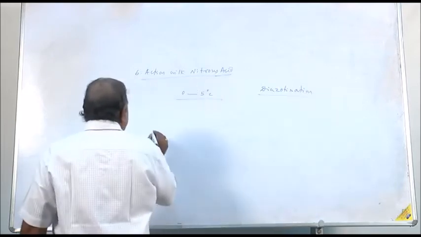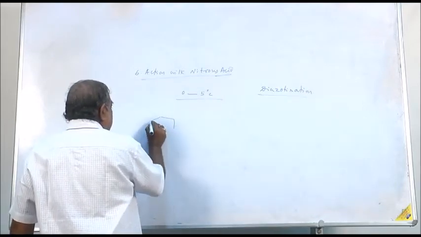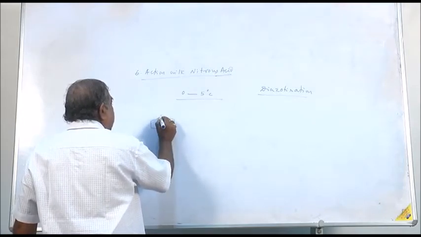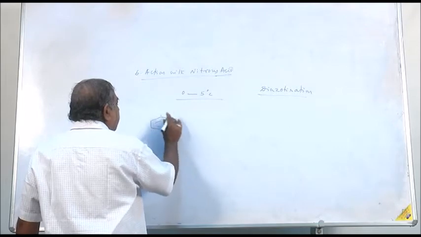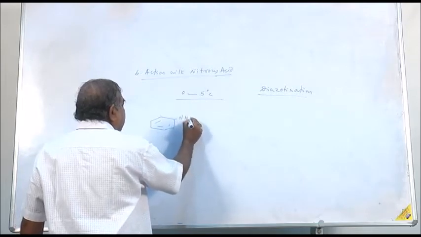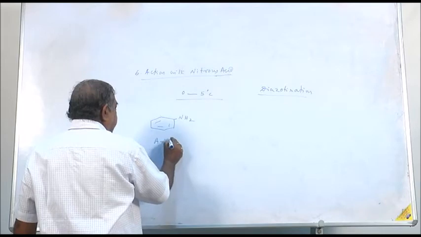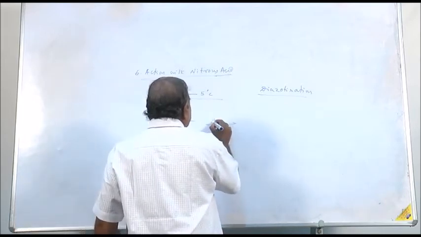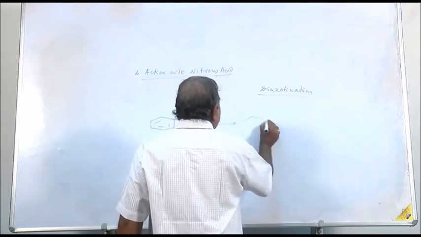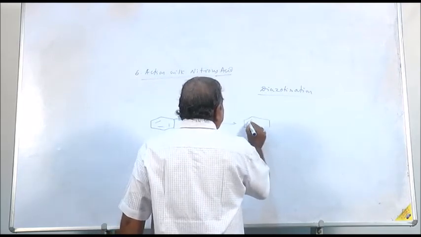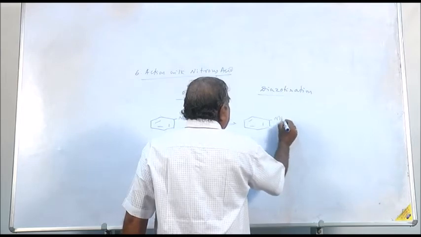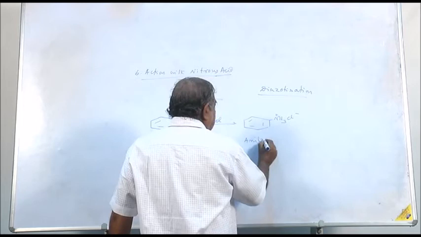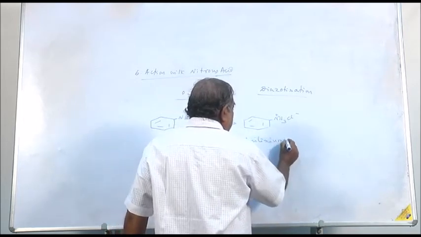You take aniline, when treated with, for convenience sake I write NH2 here, aniline. First we treat with hydrochloric acid, when you will get a salt, anilinium NH3 plus Cl minus, anilinium chloride.